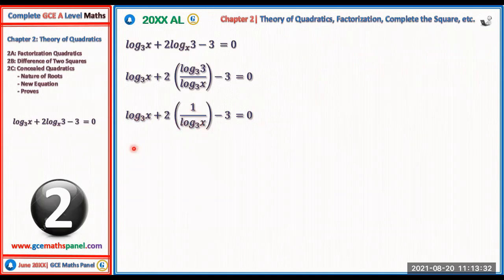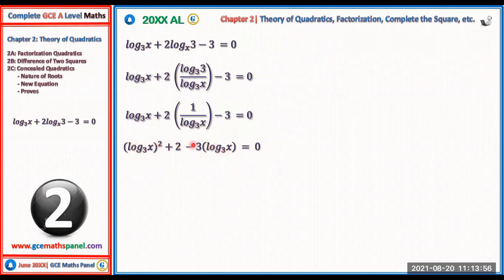At this point, you can now multiply all through by log x base 3. When you multiply each of the terms by log x base 3, we'll have log x base 3 all squared, plus 2. The log x base 3 cancels out here, so we're left just with 2. Now minus 3 into log x base 3 is equal to 0. Can we now say that we have a quadratic?